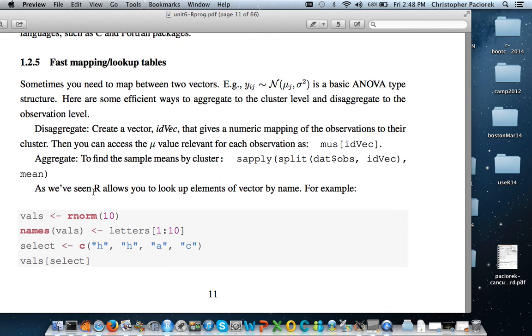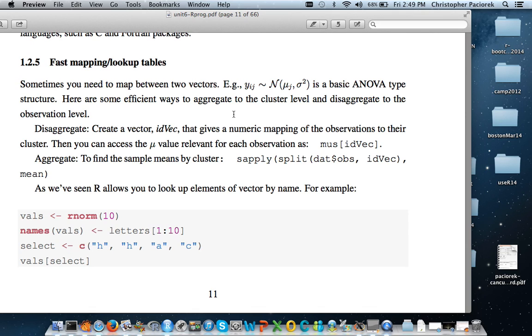Okay, so I want to say a little bit about lookups and basically mapping between one object and another object. The context that this might come up in, although it comes up in lots of contexts, is suppose I have a bunch of observations and they're grouped into different strata or different groups. I might have an ANOVA type model, so I have a bunch of y's indexed by i and j, observation i within group j. Each of the observations in group j shares a common mean mu sub j. And then, just for simplicity, I'm assuming a single variance here.